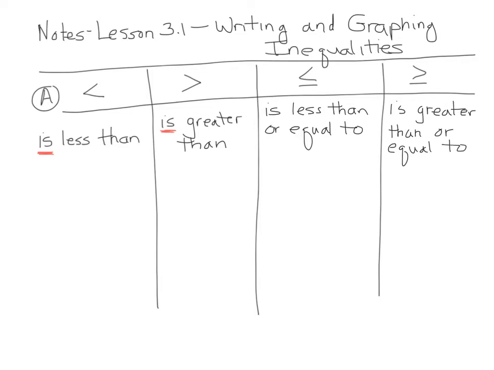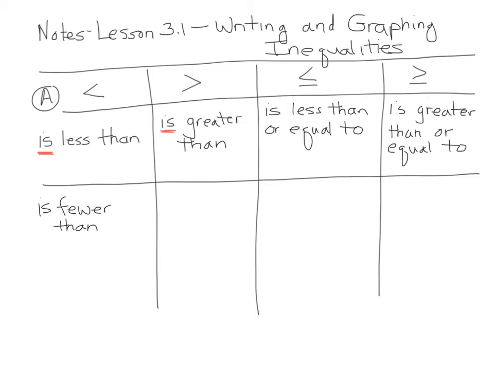However, each one has a second translation. So the first symbol not only means is less than, it also means is fewer than. The second one not only can be translated is greater than, you could also say is more than. And on all of these, is a critical part of it. You can't leave it out.